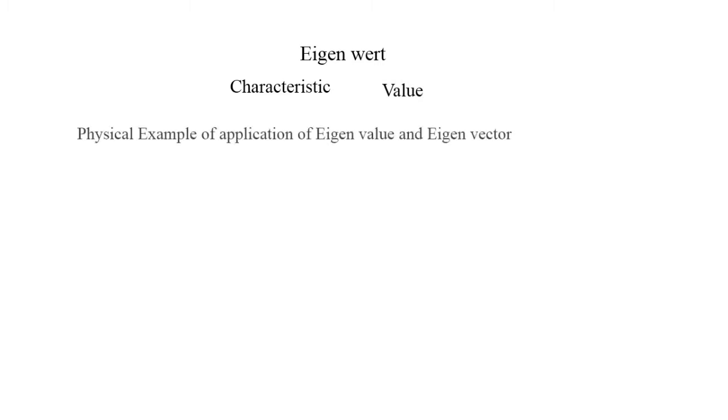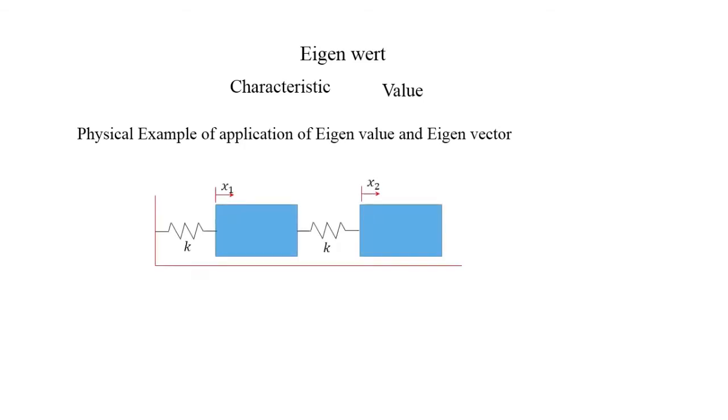Eigenvalue comes from the German word eigenwert, where eigen means characteristic and wert means value. In order to have a physical meaning of this eigenvalue, let us consider a problem of a spring and mass system. This kind of spring mass system you will come across in your subject vibration engineering in third year.